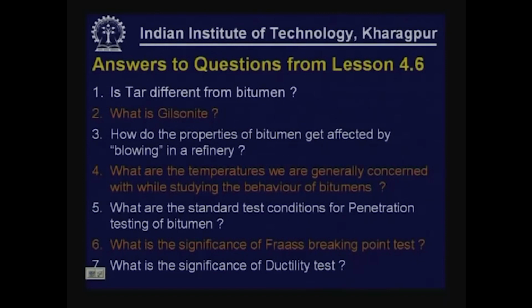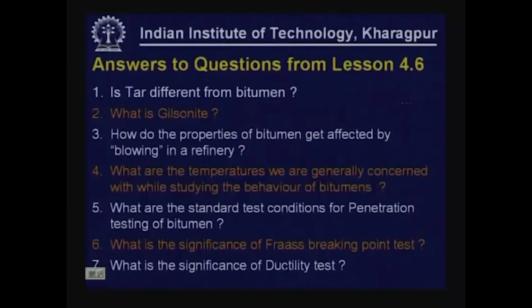What are the temperatures we are generally concerned about while studying the behavior of bitumens? We are concerned about very high temperatures, for example 135, 150, which are relevant for mixing, transporting and other handling operations, spraying, etc. Whereas, as far as the performance of bitumen in service is concerned, minimum service temperature could be -10, -15, maximum service temperature usually 60 degrees centigrade, and average service temperature about 25 degrees centigrade. So, we determine the properties of bitumens at these temperatures.